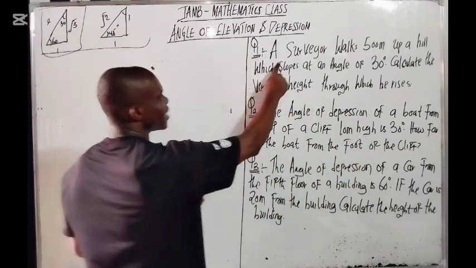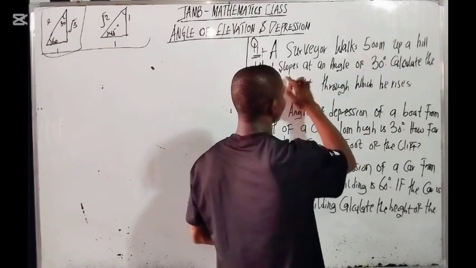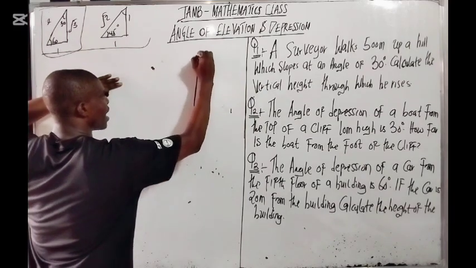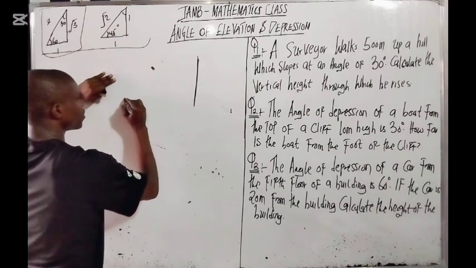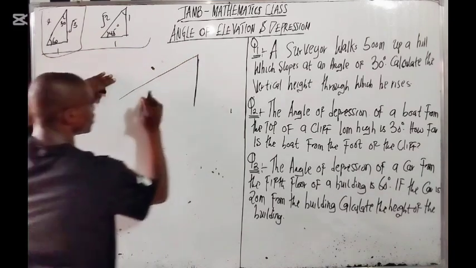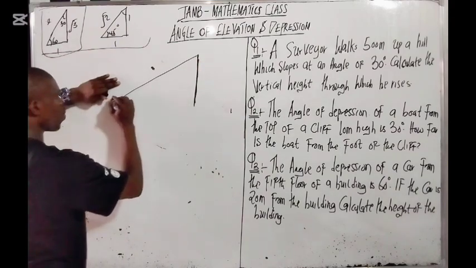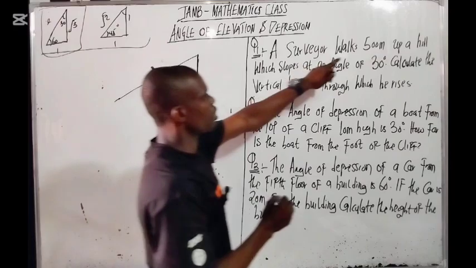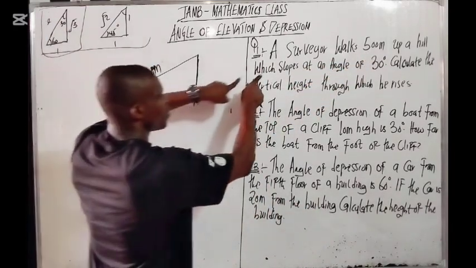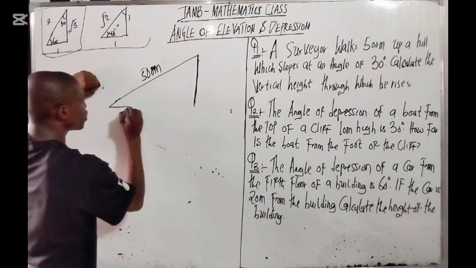Look at something here. They say a surveyor walks 500 meters up a hill with a slope at an angle. Here we have a hill. Let us say this is the hill. A surveyor walks, because you have to illustrate the drawing here. Now, this is the height of the hill. A surveyor walks here, 500 meters up the hill, which slopes at an angle. Now, the slope is the slope here.